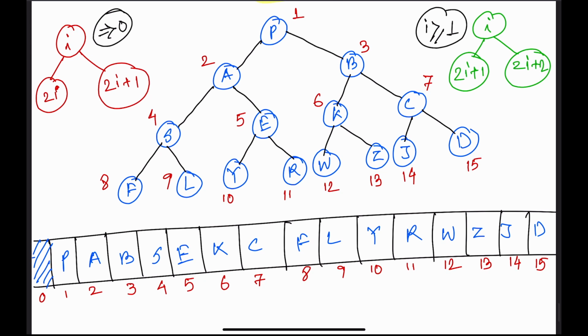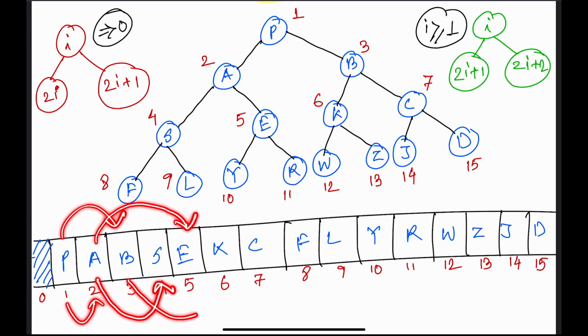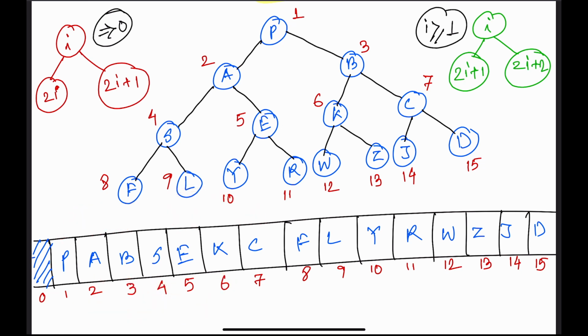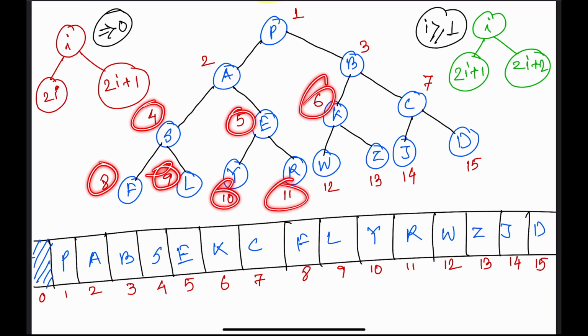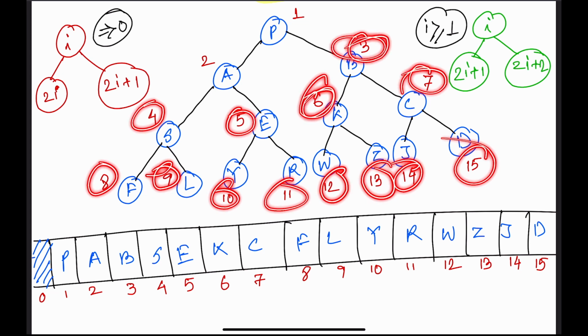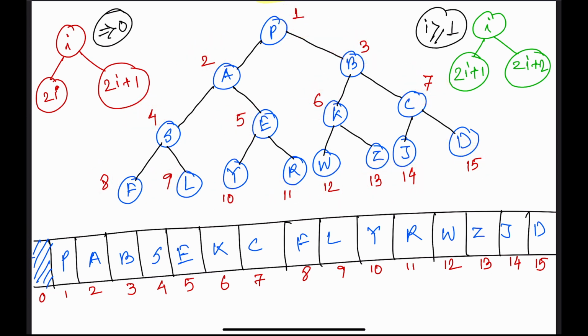Now, P is having A and B. A is having what? S. See, 2 into I and 2 into I plus 1. B is having 2 into I and 2 into I plus 1. Then again, S is having 2 into I, which is 8. See, F is there, 2 into I plus 1, and so on in the same way. In this way, the array representation is getting done. Clear? I think it is clear.